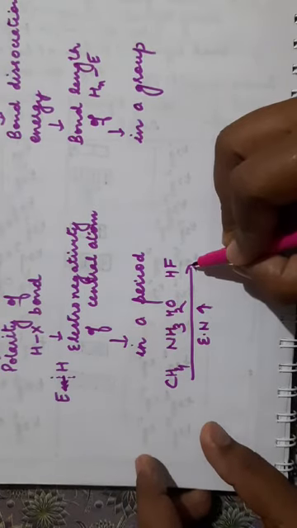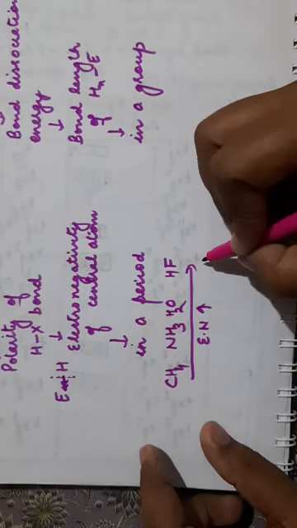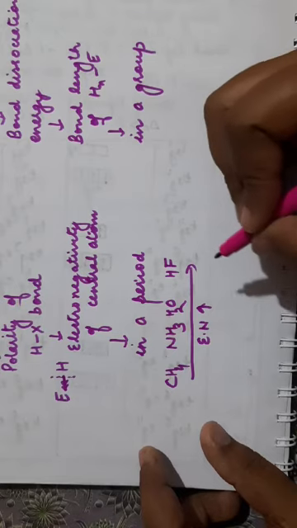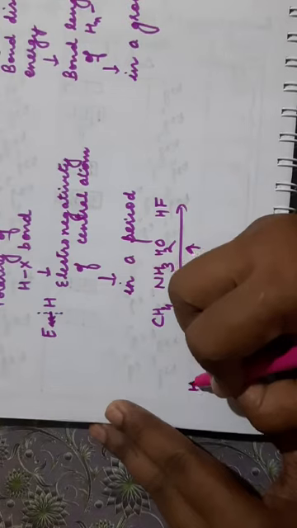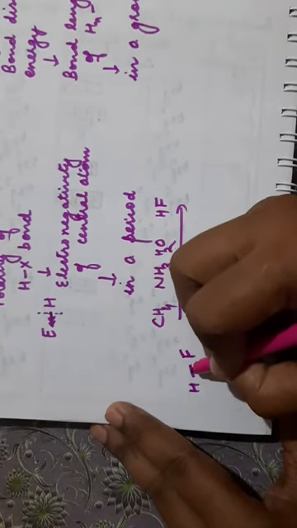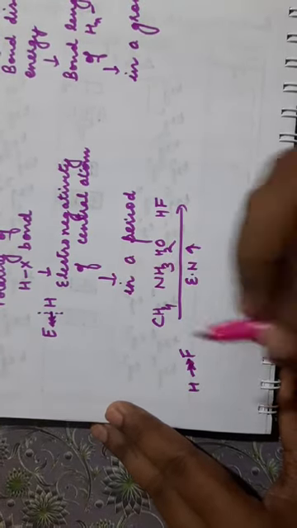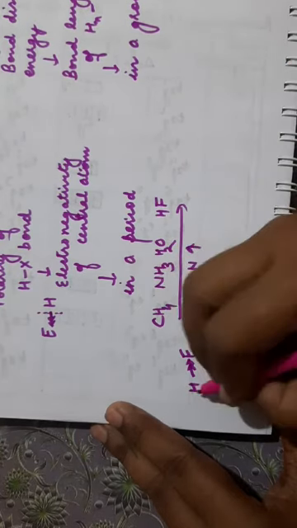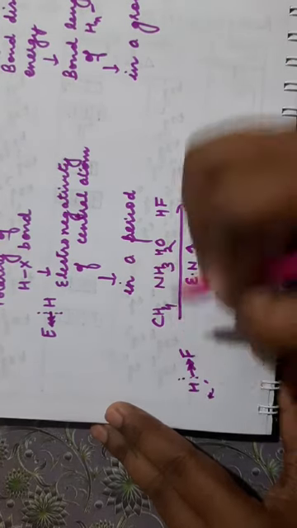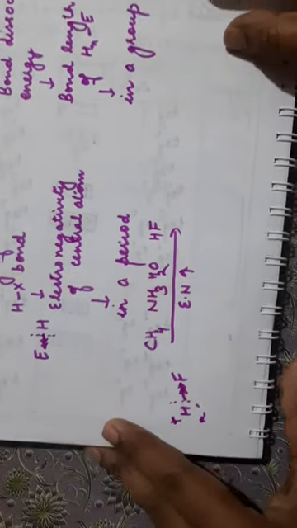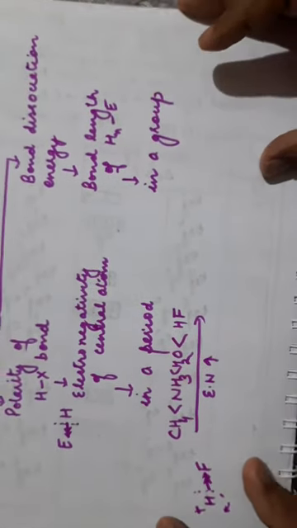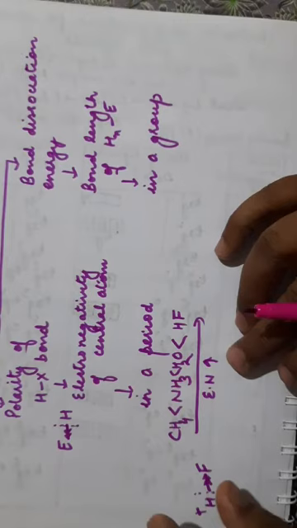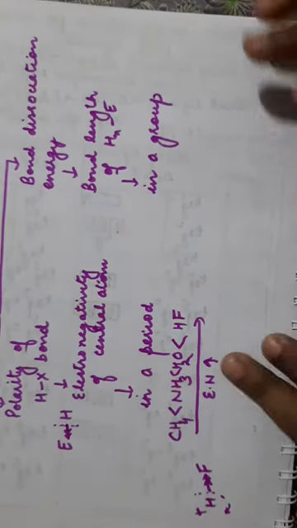So on moving across a period, electronegativity increases. Electronegativity increases means the release of proton will become easier. So if you are taking HF, here the electron pair will be shifted more towards fluorine as compared to water or ammonia. So the removal of proton will become easier. It will easily remove as H+. So this is the order of acidic strength in a period. So if we compare the acidic strength, we have to consider the electronegativity of the central atom.